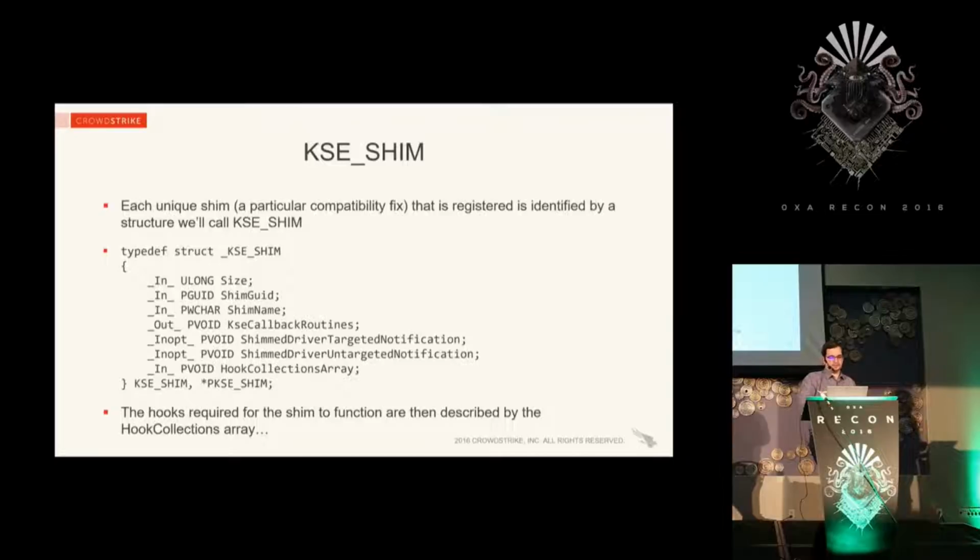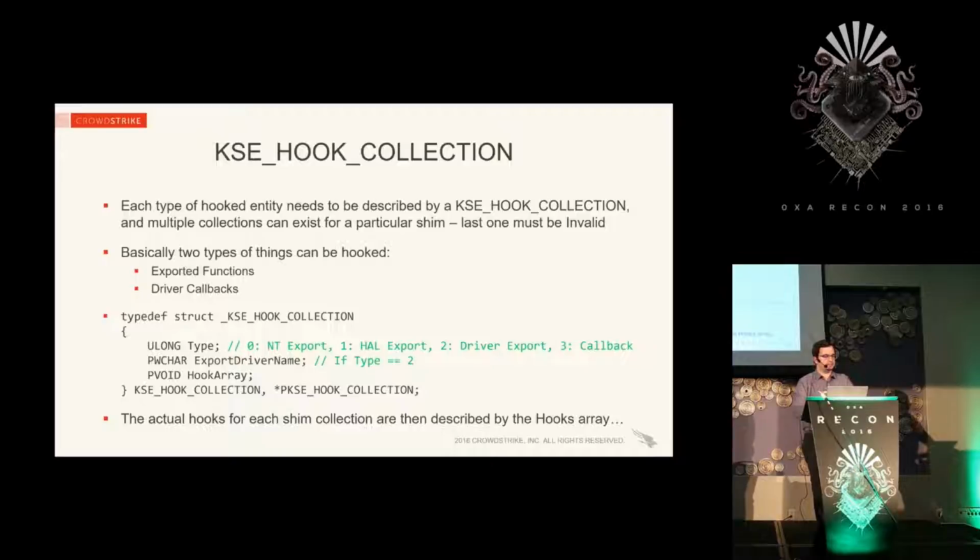Then you get some callback routines, and we'll see what those are useful for. And then you get 2 notifications. One, when your driver has been targeted, so when one of the drivers you're shimming has been loaded. And another one when one of the drivers you're shimming has been unloaded. And then you pass in an array of hook collections. What's a hook collection? Well, a hook collection is basically a type of hooked entity. And there's 2 entities you can hook, functions or driver callbacks. And functions can either come from NT, they can come from the HAL, or they can come from an arbitrary driver. So 0, 1, and 2 are used for function hooks.